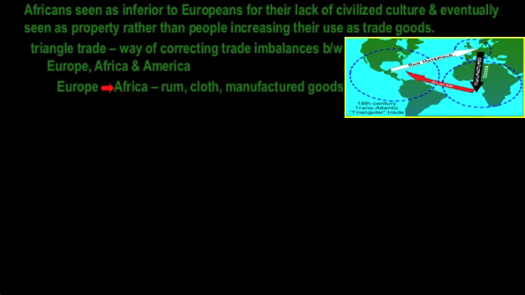So many of the slaves that the Europeans picked up were already slaves in Africa. It wasn't that they were being forced into slavery by the Europeans themselves. The Africans themselves were enslaving other Africans and selling them to Europeans.